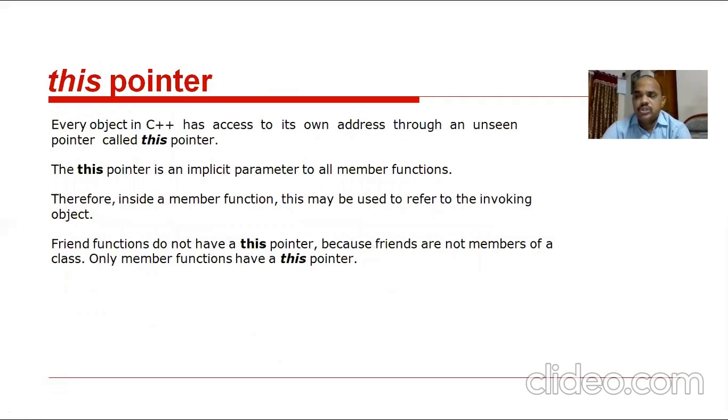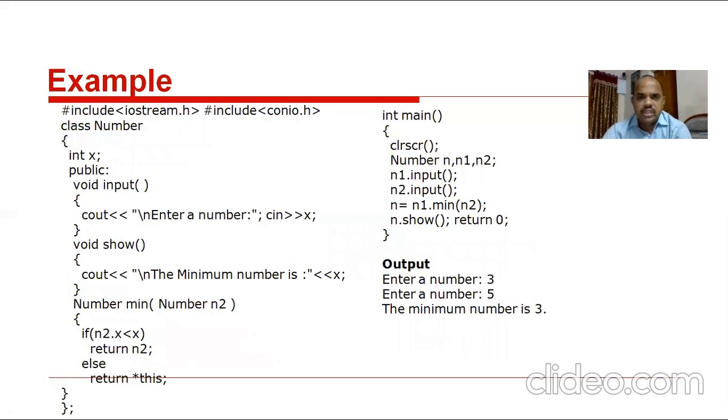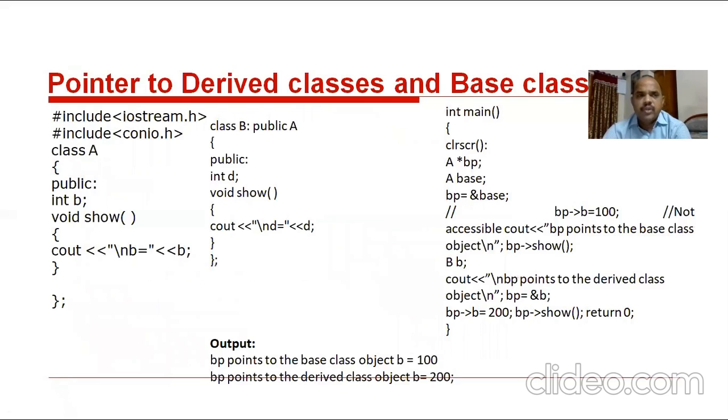Next one is the this pointer. The this pointer is used to show the current object. This is an example for the this pointer. Next one, pointer to derived classes and base classes.